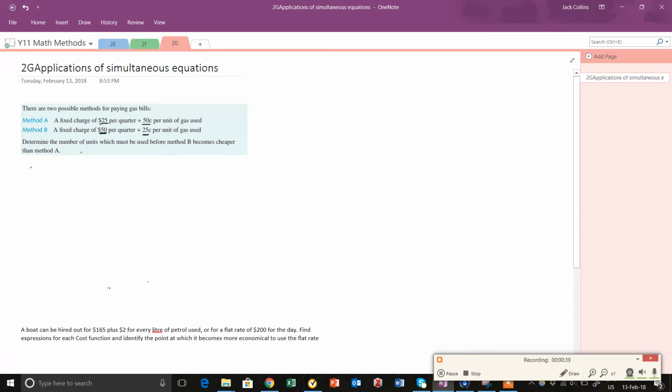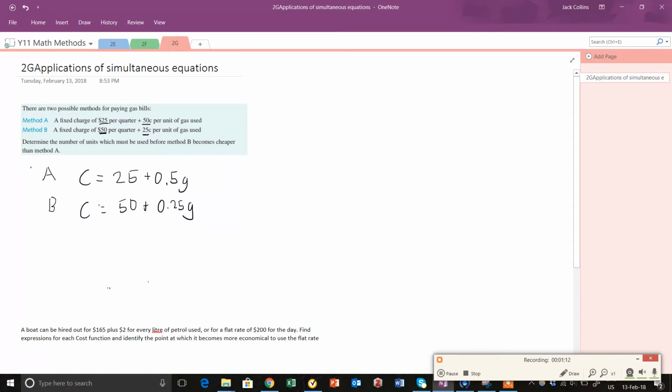Okay, so just looking at creating cost functions for both of those, method A starts out with a cost equal to $25 plus 0.5, or 50 cents, per each unit of gas used. Whereas method B, as it's set out here, has a higher starting cost of $50, but then plus 0.25, or 25 cents, per each unit of gas used.